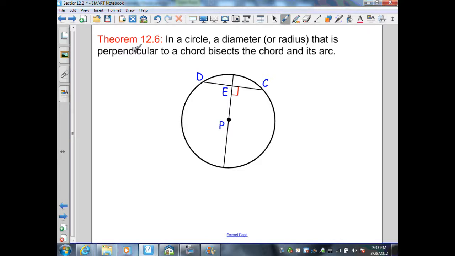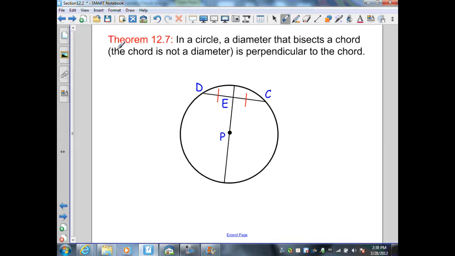Here, theorem 12.6 states, in a circle, a diameter, or radius, that is perpendicular to a chord bisects the chord and its arc. Therefore, I'm given a diameter that is perpendicular to the chord. Therefore, this diameter or radius bisects the chord and also bisects the given arc.